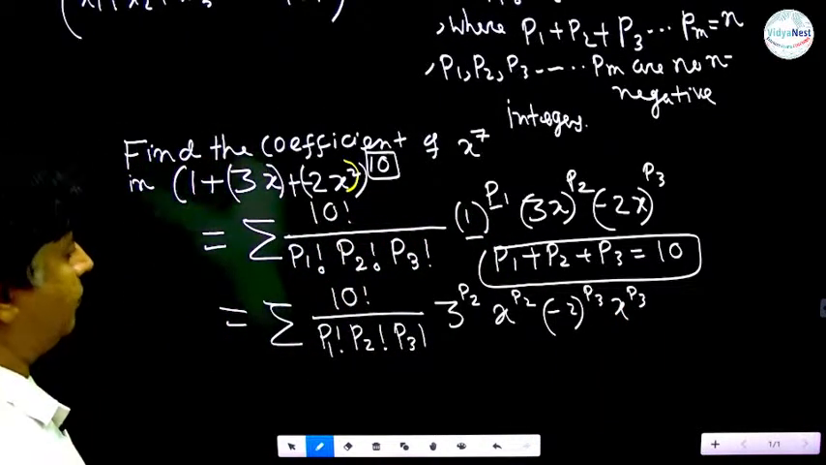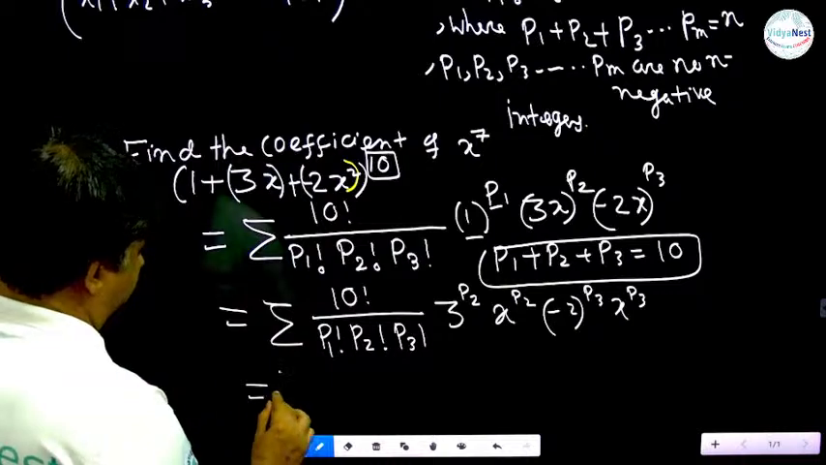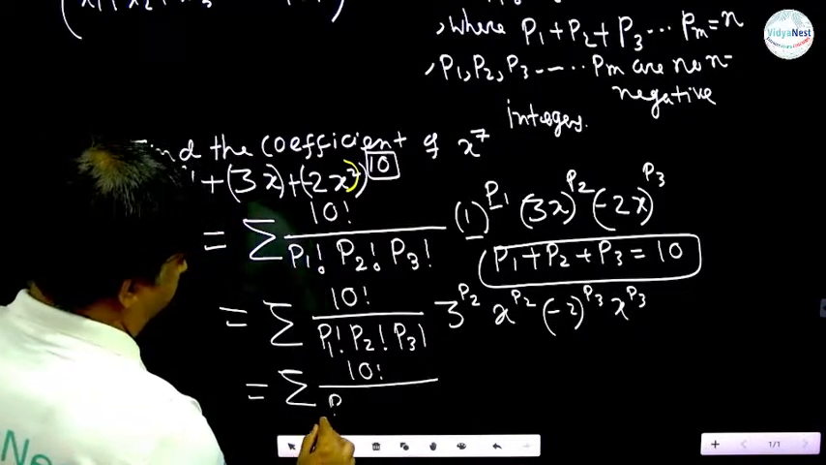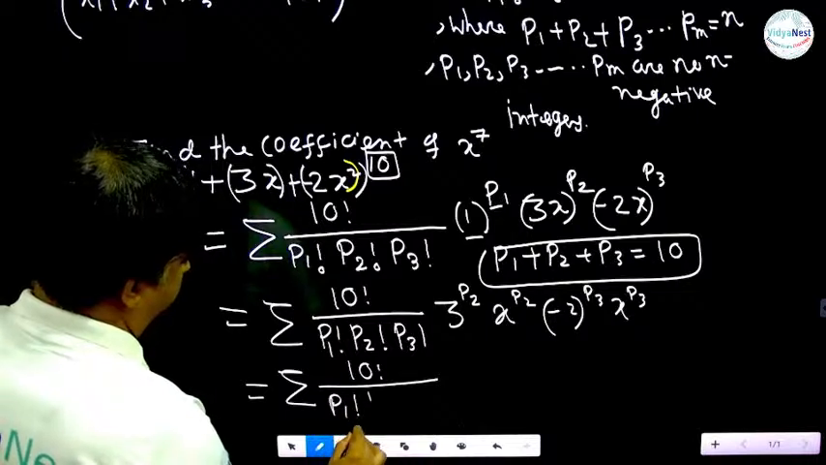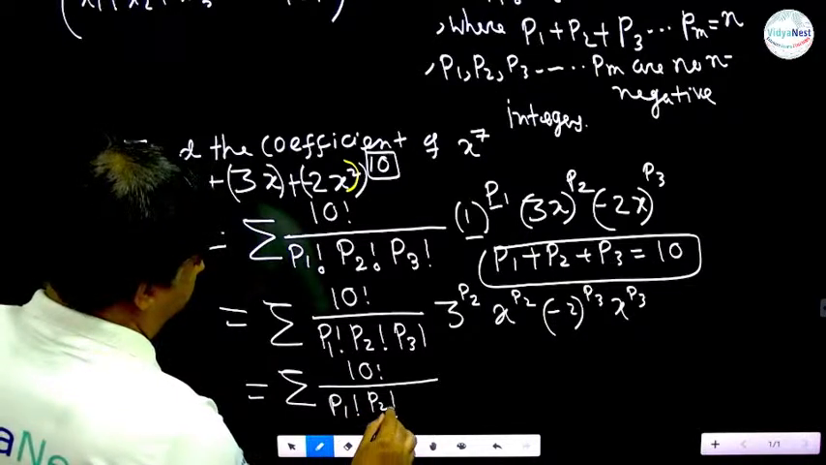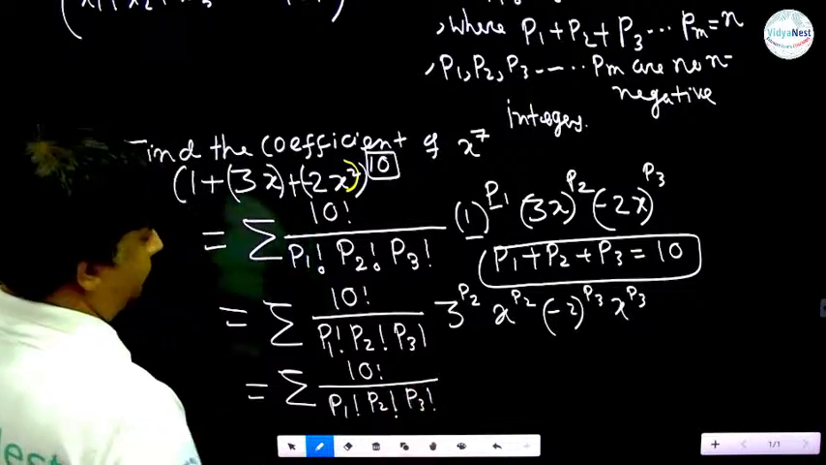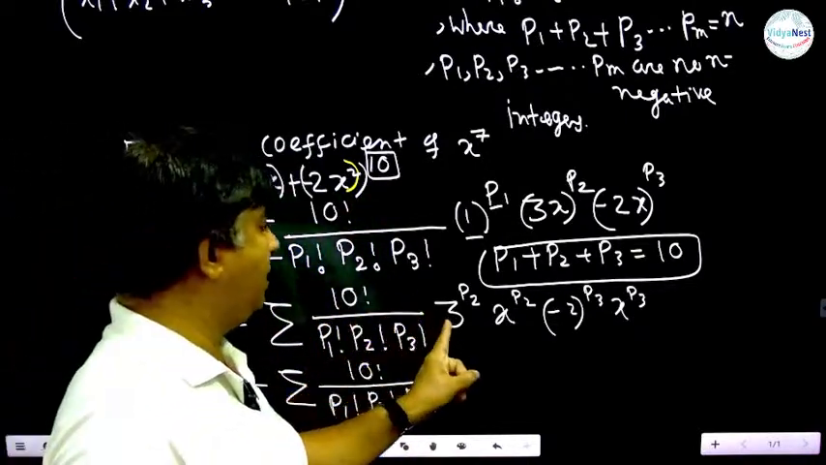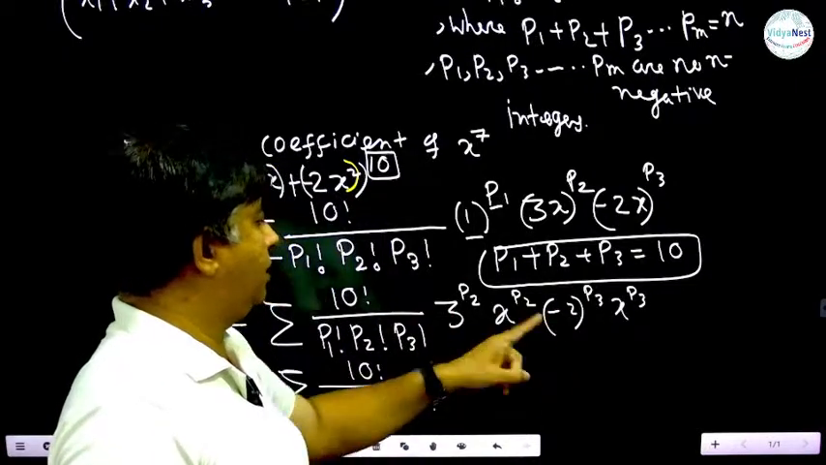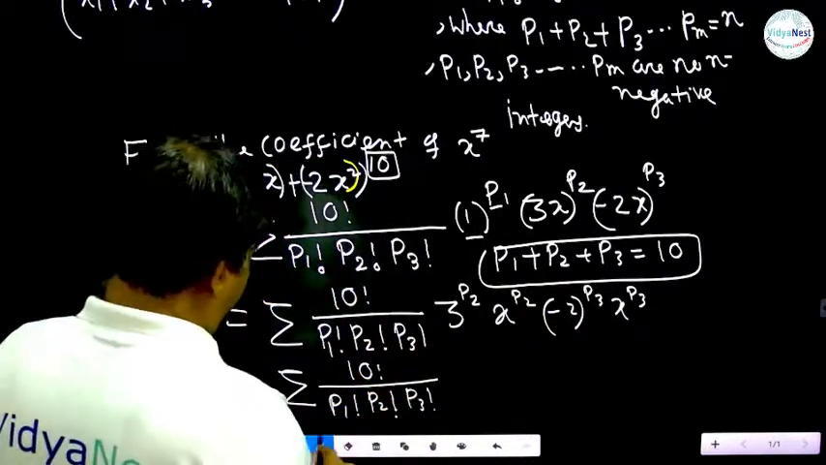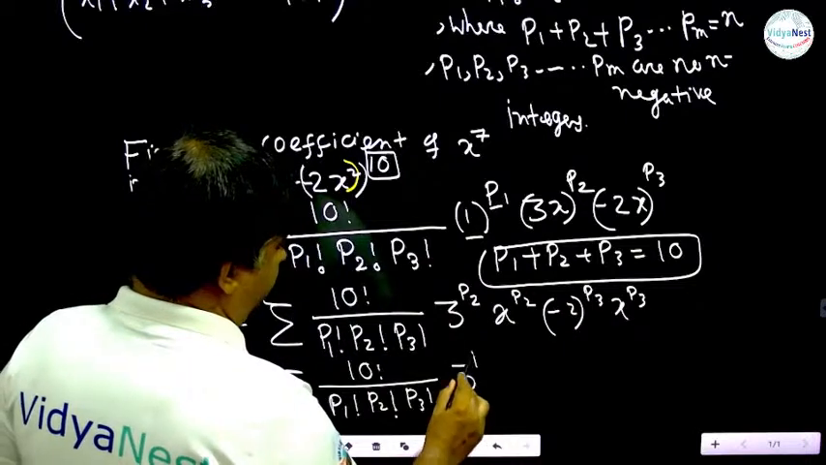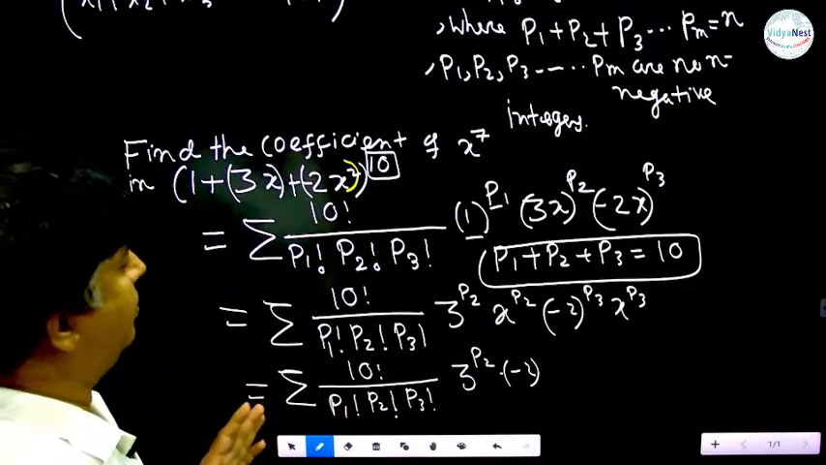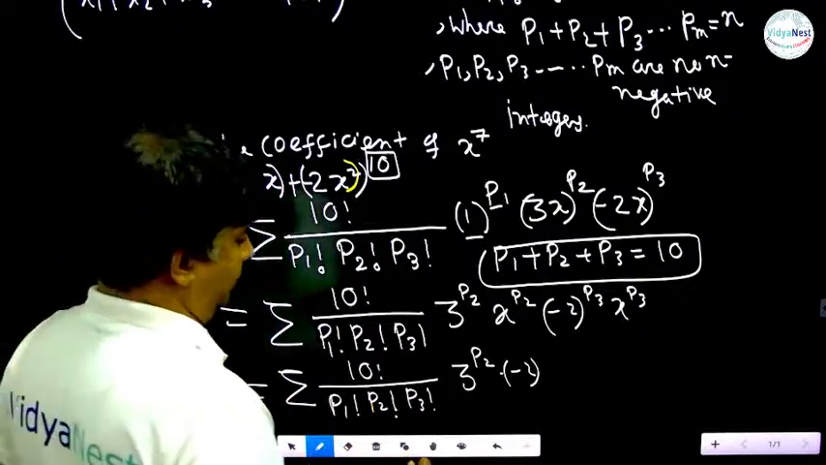Now, factorial 10 over P1 factorial, P2 factorial, P3 factorial. You do one thing, the numerical coefficient will be clubbed in a bracket. Okay, sir. ये अच्छा होगा, otherwise the complex calculation sometimes put the student in tension.